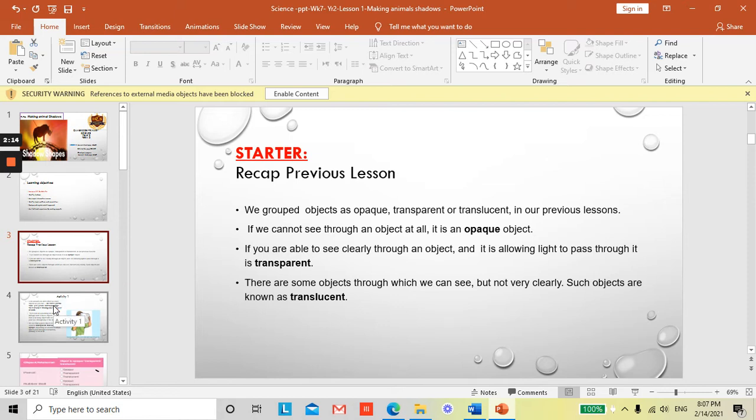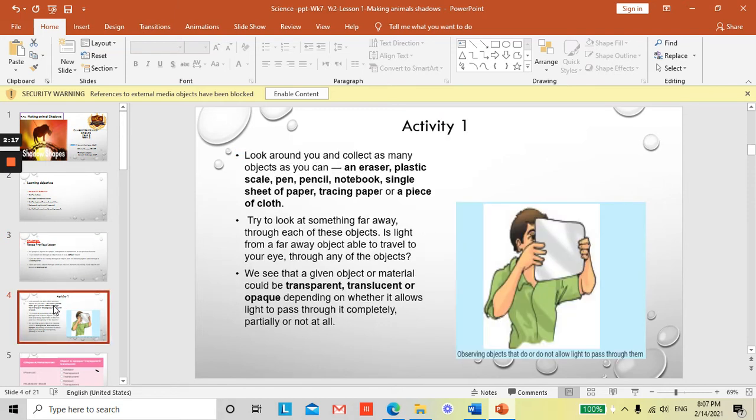Let's move to activity 1. I want you to look around where you are right now and collect as many objects as you can. An eraser, for example, a plastic scale, which is a ruler, pen, a pencil, notebook, single sheet of paper, tracing paper, or a piece of cloth. After collecting those items, I want you to try to look on those objects far away.